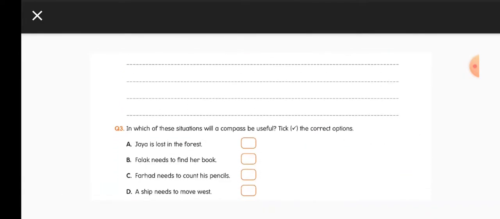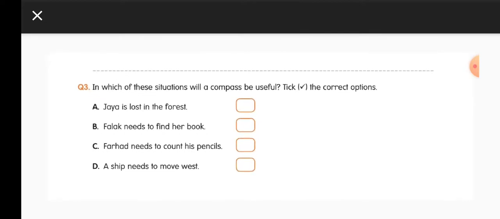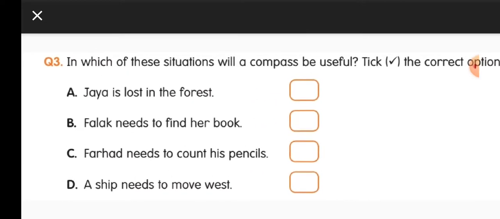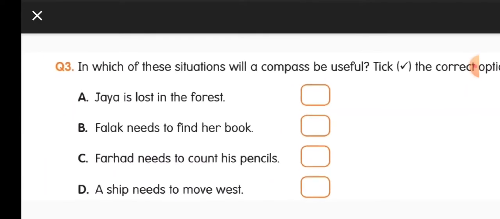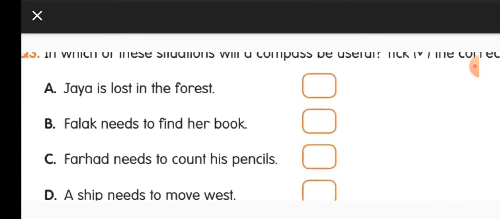Now, third question. In which of these situations will a compass be useful? Tick the correct options. Jaya is lost in the forest. Yes, she can put a tick. You can put a tick here. Jaya can find out the directions with the help of the compass.